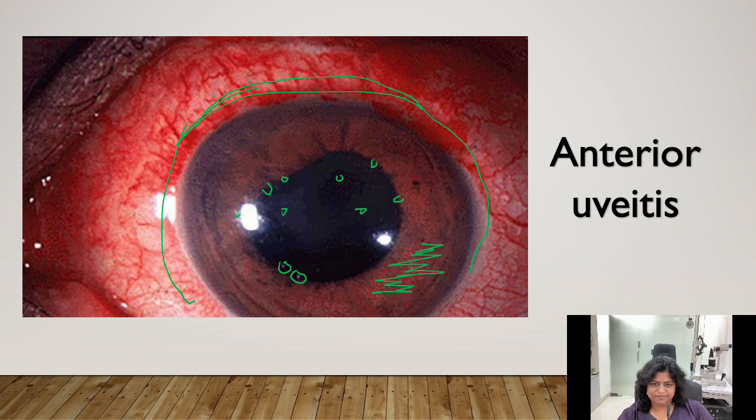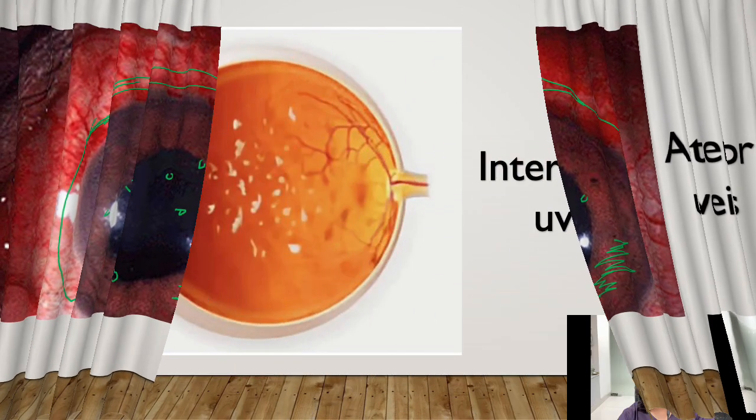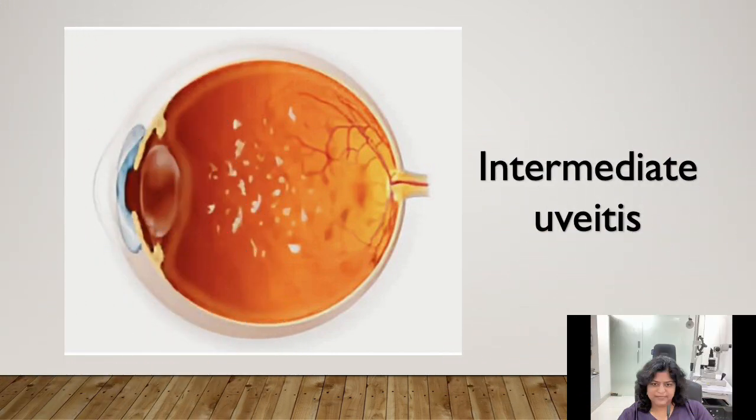The second type of uveitis is an intermediate uveitis. So this is neither right in the front nor is it right at the back. What the patient has here is something called floaters. Now you see there are white spots here. These are called floaters in the vitreous cavity. So what happens is the vitreous inside the eye becomes inflamed. We call it vitritis.